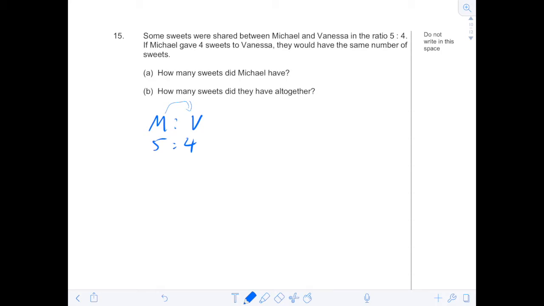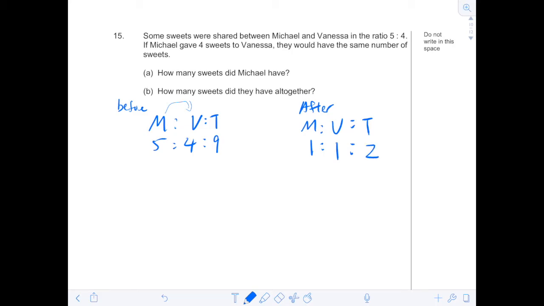But if you don't want to draw a model, we can use a before and after ratio method. So from here, this will be the before, and the after, if they have the same, Michael and Vanessa will have 1:1. Now, none of the sweets were eaten or lost, which means the total number of sweets is always the same. If we include another column here that says total, total will be equal to 2 for here.